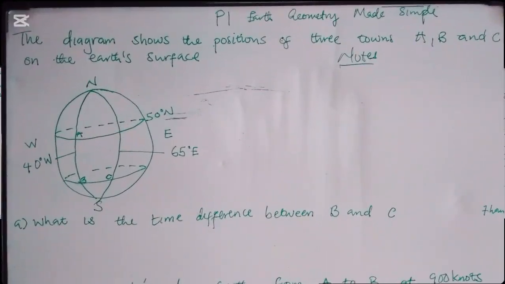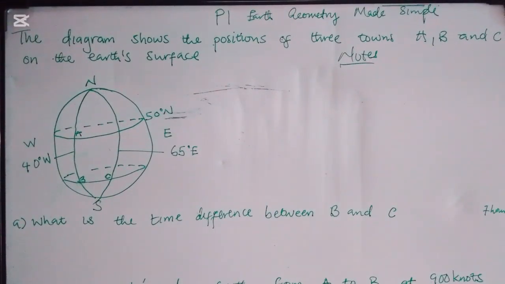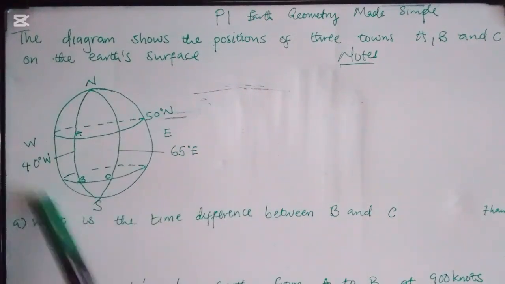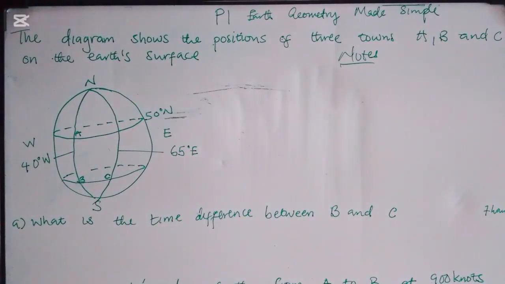So welcome everyone. In this video we're going to look at Earth geometry, basically paper 1 questions. This question came in 2025. It says the diagram shows the position of 3 towns A, B and C on the Earth's surface. So this is our diagram. I know most of you have no idea about Earth geometry, but let me simplify it.